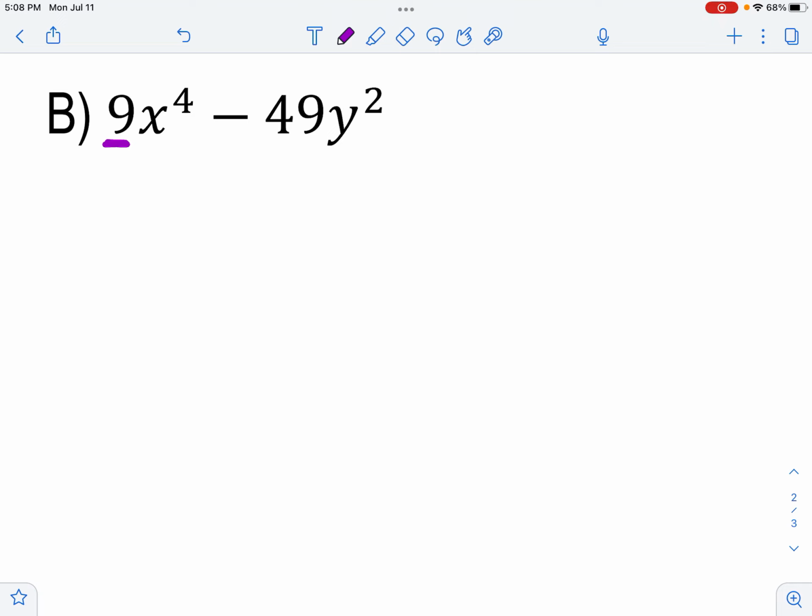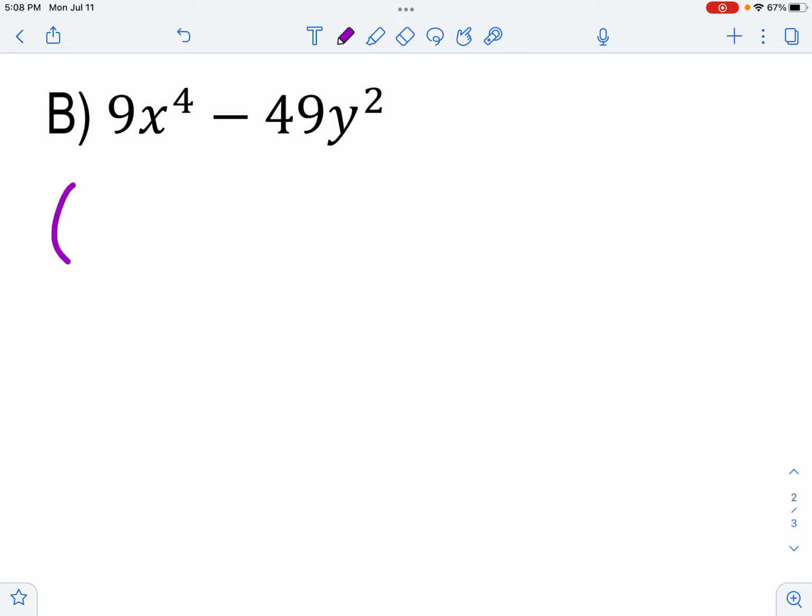So is this something times itself that gives me 9? 3 times 3, so yes. What about this? Yes, x squared times x squared. 7 times 7, y times y. So far, everything's a perfect square. Now I have to see if it's a difference. It is a difference because it's subtraction.